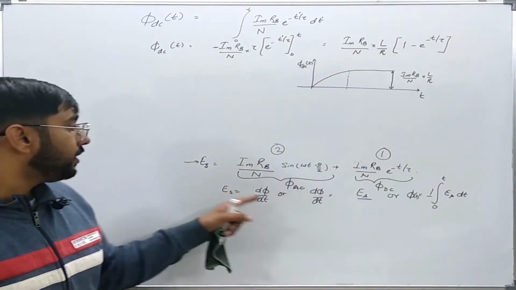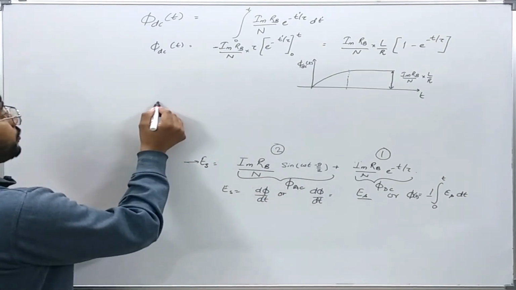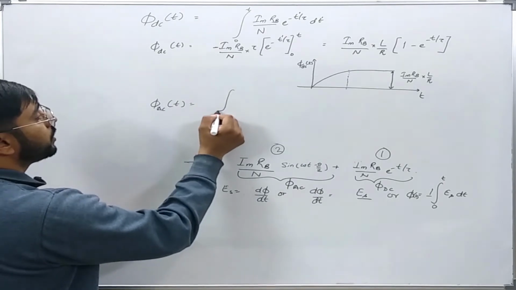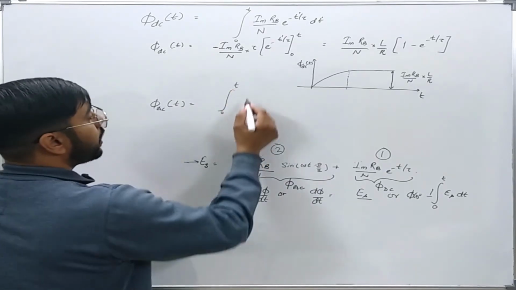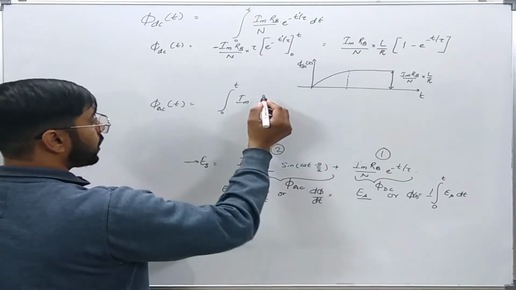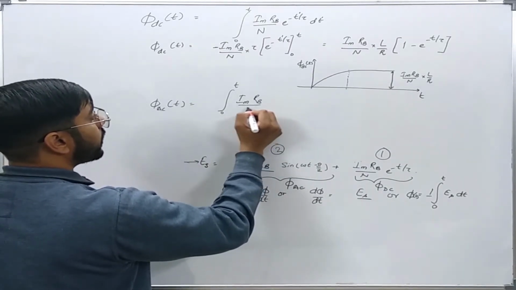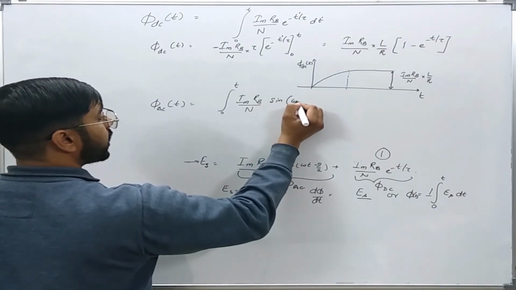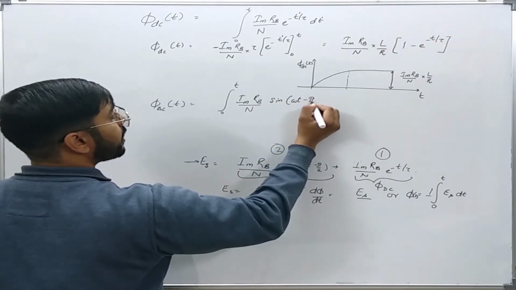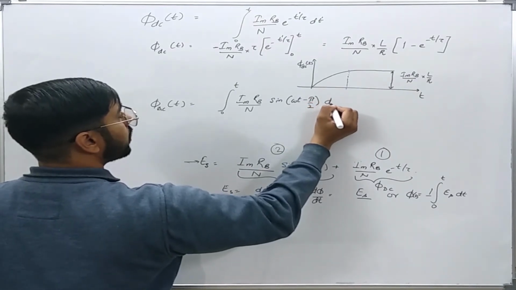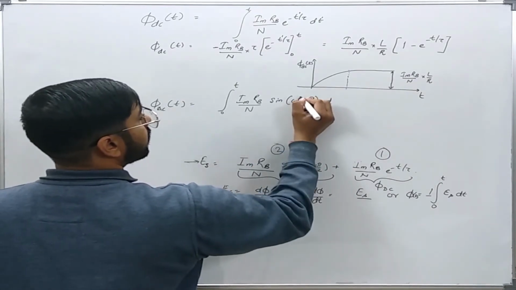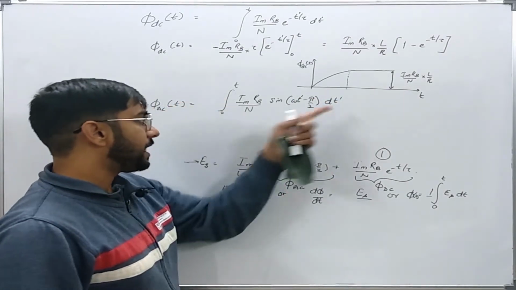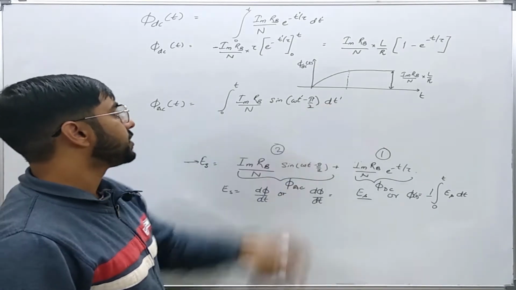Now I will find the phi AC component. Phi AC(t) is equal to the integral from 0 to t of Im RB over N sine(omega t dash minus pi by 2) omega dt dash. To avoid any confusion with the limits, I am just taking the integral variable as t dash.